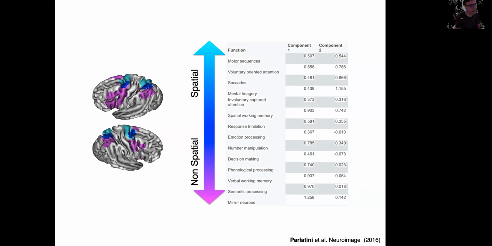On the other hand, component number two has high values for a different pattern of functions, which involve voluntary oriented attention, automatically captured attention, saccades, mental imagery, motor sequences. So it looks like you have a segregation between spatial and non-spatial function, non-spatial function being ventral in this frontoparietal network, and spatial function being more dorsal in this frontoparietal network.